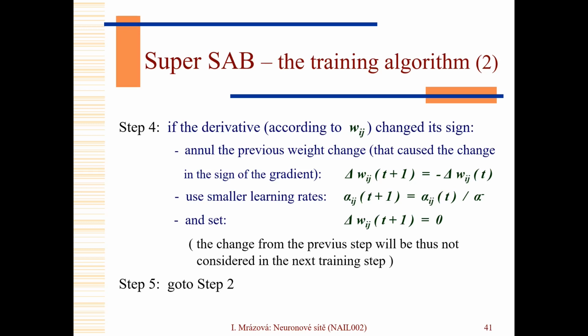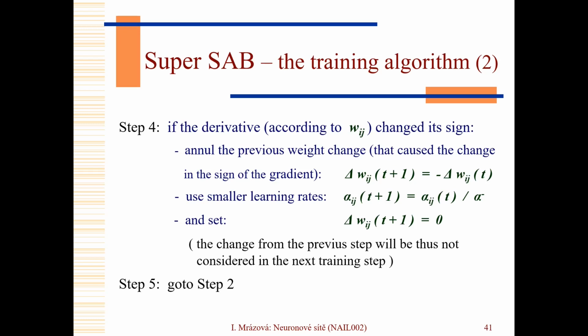Then we will use smaller learning rates. So we will decrease the applied learning rates. So alpha ij at time t plus 1 shall be chosen as the previous learning rates alpha ij at iteration t divided by alpha minus, which was set to the value equal to 2. So we will basically halve the learning rates. And then we will set the delta wij at iteration t plus 1 equal to 0.